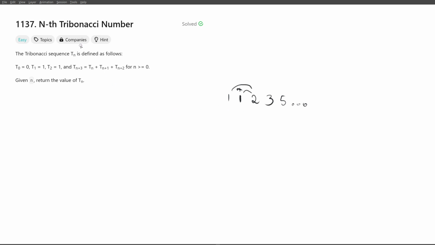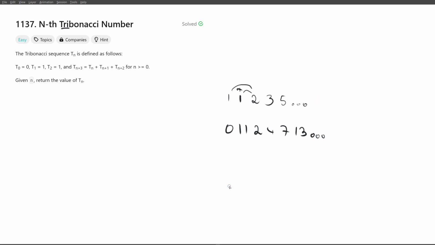And in this case, as the name, the part "tri" suggests, we start with 0, 1, 1 as we're given, and so the next number is 2, because it's the sum of all those. The next number is 4, the sum of all those. Then we have 1 plus 2 plus 4, which is 7, 2 plus 4 plus 7, which is 13, and so on.